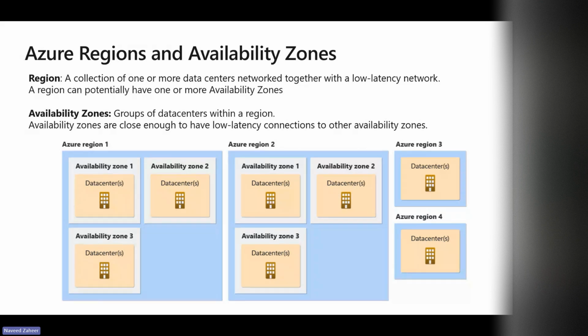I'm a foodie, and that's how I make the mental picture. Think of a region as a pizza pie, and each slice is a zone, and each topping is basically a data center. So that's how you can make a mental picture in your head. Most Azure regions have zones, and you can deploy in different zones. You can spread your workloads across zones and have high availability.